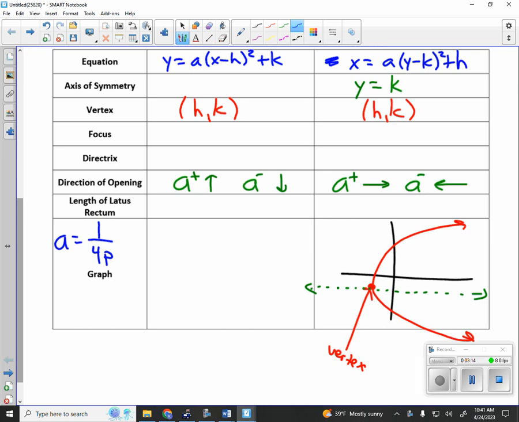P is the value that we use to find the focus. The focus sits p units on the inside of the parabola from the vertex. So if I'd like to write an equation for the focus, I move horizontally. If I move horizontally, will that change the h value or the k value? H value. So I'm going to take h and I will add p.